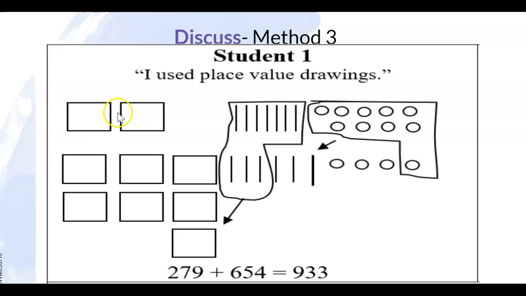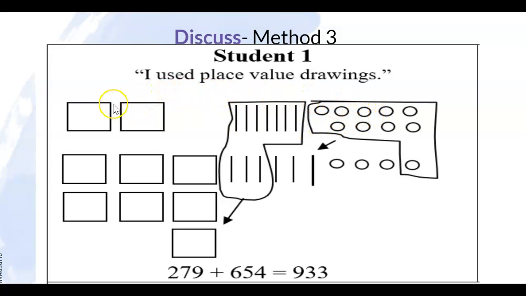You have 2 flats up here, so you have 2 hundreds, which represents the 200 in 279. And over here, you have 7 rods, which are 7 tens. 1, 2, 3, 4, 5, 6, 7. This one represents the 7 tens. And now we need 9 ones, or 9 units. 1, 2, 3, 4, 5, 6, 7, 8, 9. So this top part represents 279.